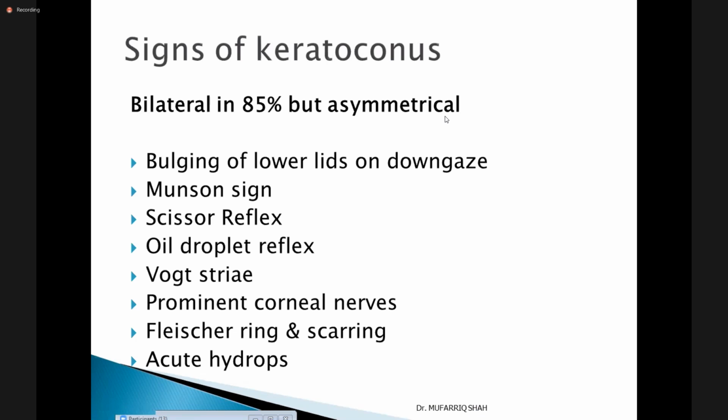It is not a must that in every case of keratoconus you will see hydrops. Usually hydrops forms at the later stage, when the cornea becomes thinner and thinner. So you cannot see hydrops at the initial stage of keratoconus or any other type of corneal ectasia.